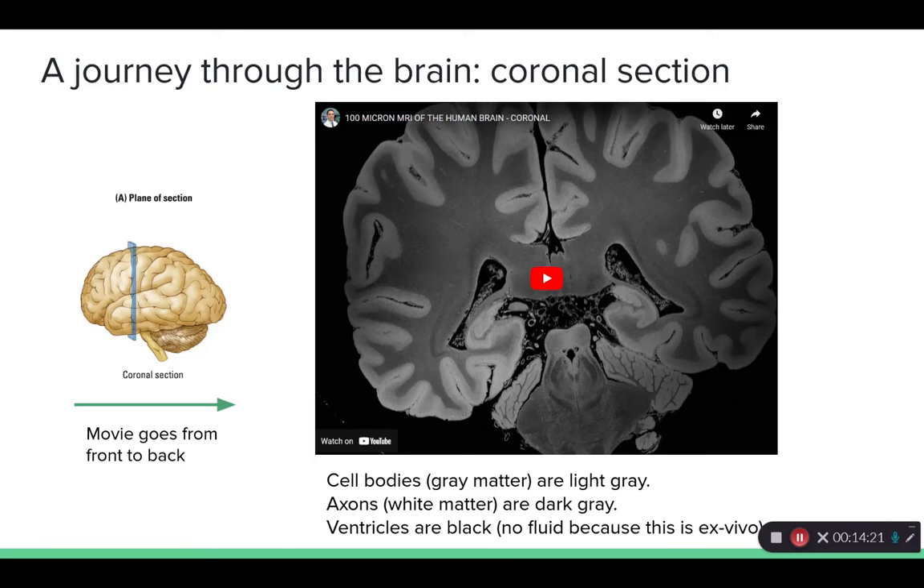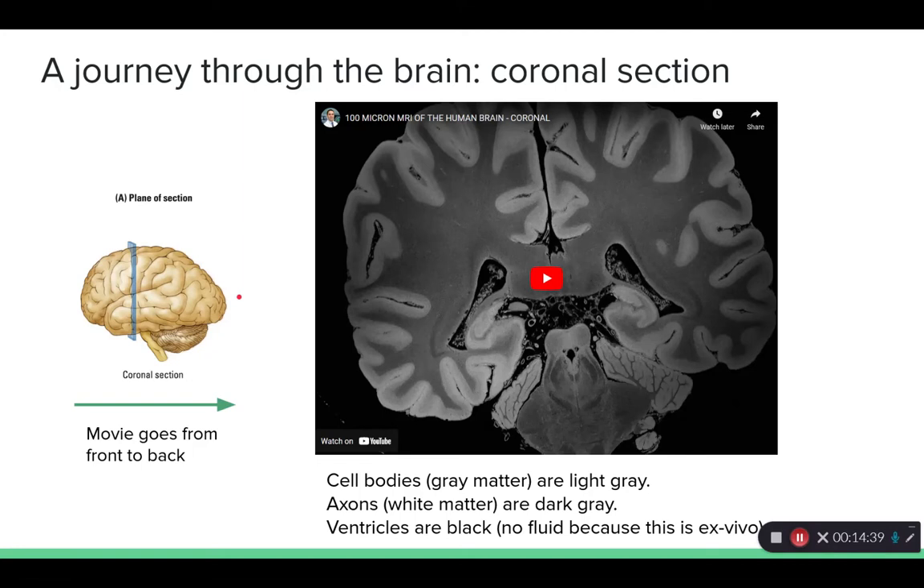All right, so what we're going to do now is we're going to watch this nifty little video. I'll put this up on Canvas so you can watch it yourself. So this is a little movie, and it's a movie that consists of a coronal slice that's taken through the brain and then swept from front to back. So we're just going to take a moment here.